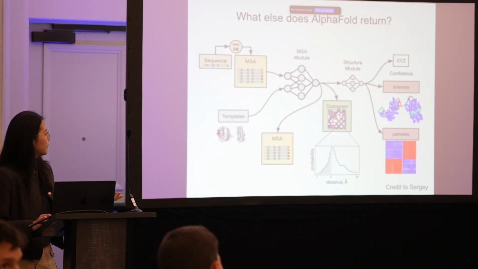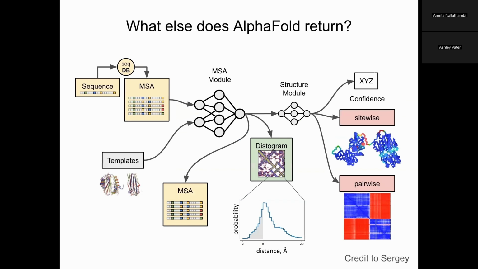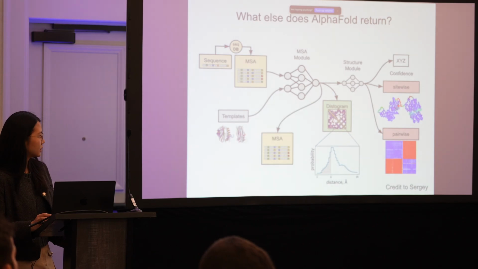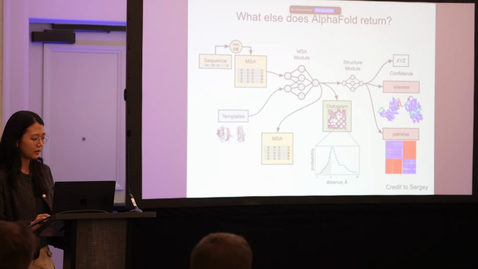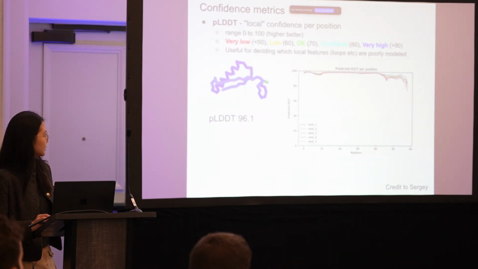So what does AlphaFold actually return, given a sequence, MSA or template as an input? Through the MSA module, it outputs the histogram, which is the distance probability of pairwise residues. And after the structure module, with the predicted structure, it predicts the site-wise and pairwise confidence, which are the pLDDT and the PAE score in this case.